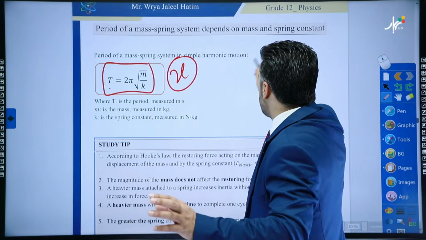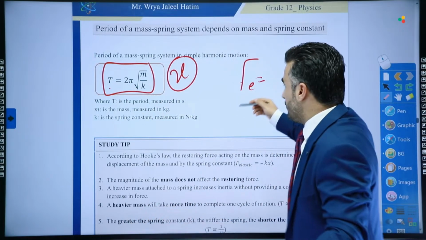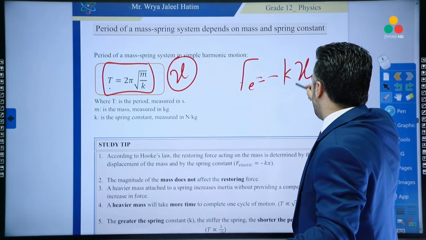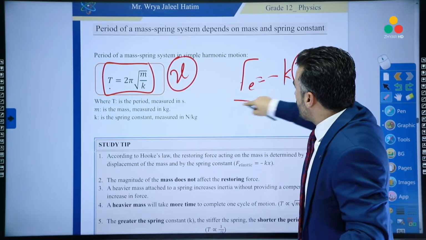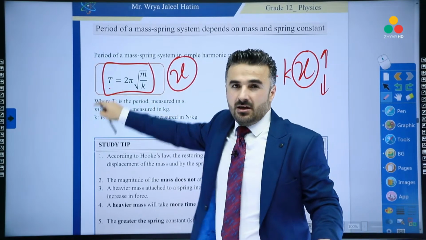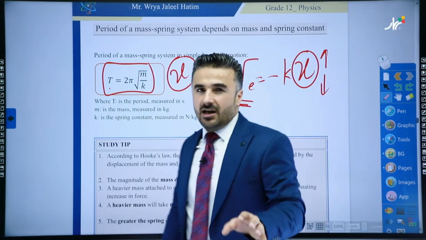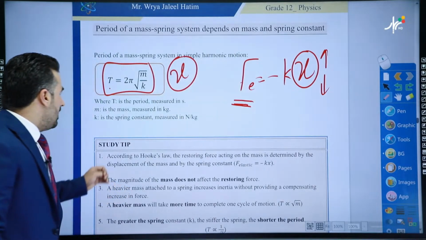But of course, we know that in the spring system, the restoring force is elastic force, and that equals kx. So increasing or decreasing this will affect the restoring force, but not the amplitude. Make sure that you know this, okay?